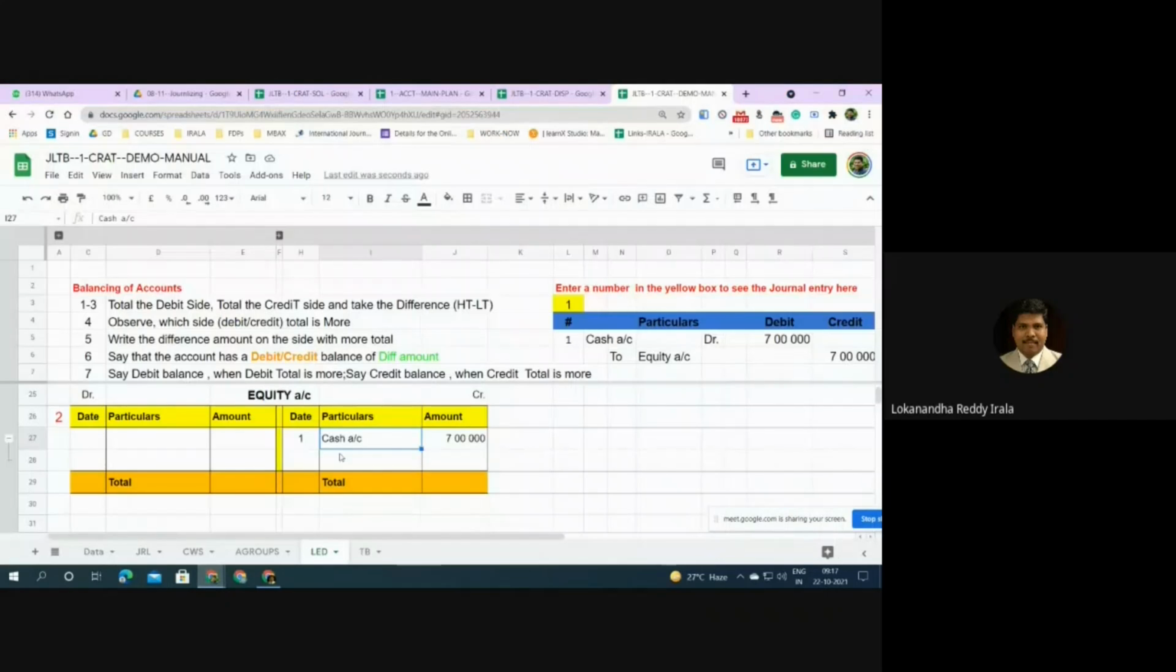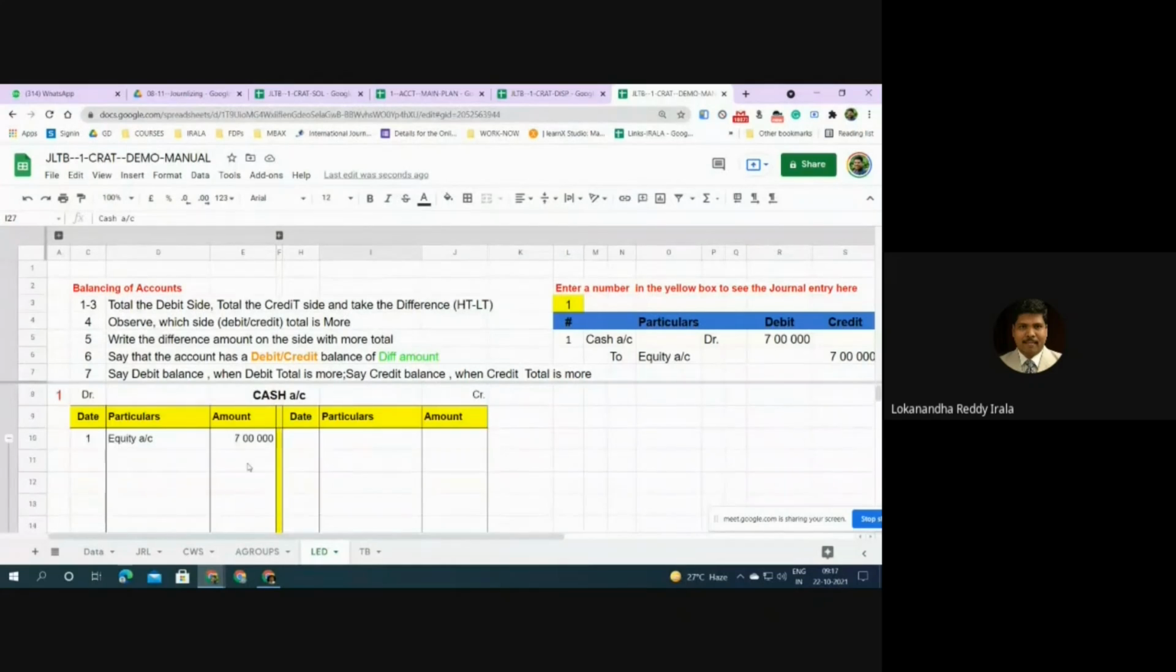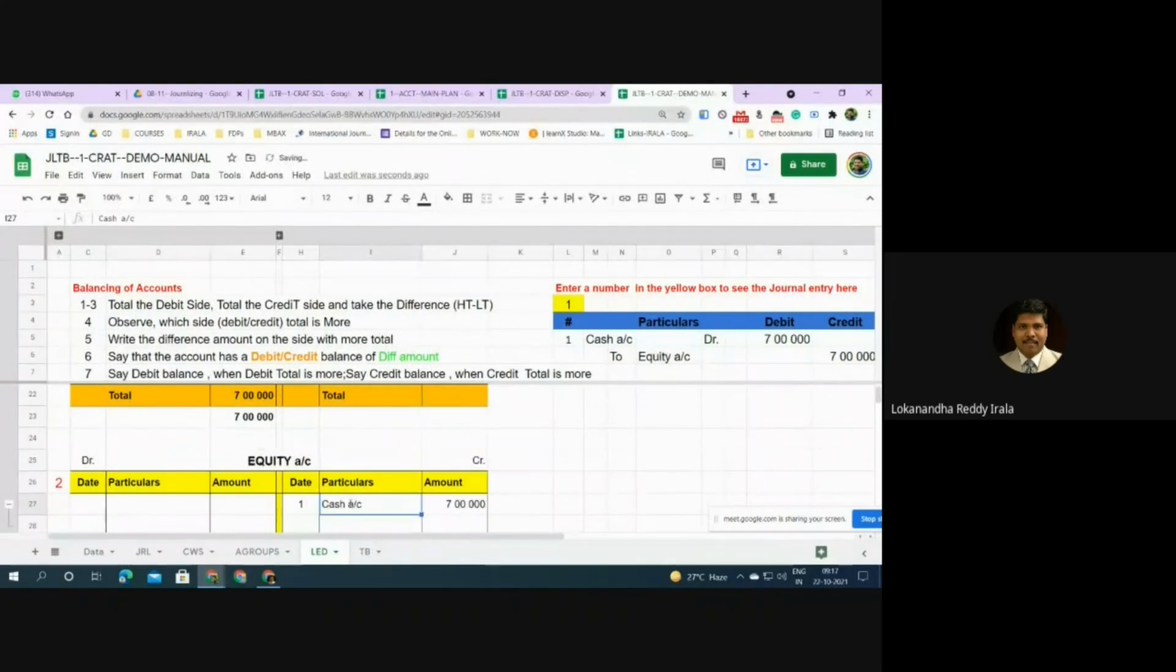Now, the only additional thing I want you to do, for the time being, is that when you are writing on the debit side, you write "to" equity account. And when you are writing on the credit side, you write "by" cash account. This "to" and "by", you just remember as a matter of convention. Don't worry much about it, don't get into the literal meaning of it. This is the only thing that we have to do. The rest of the things are clear.